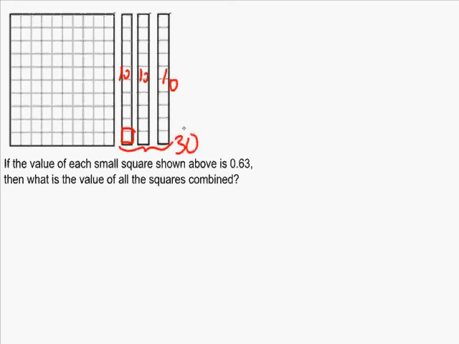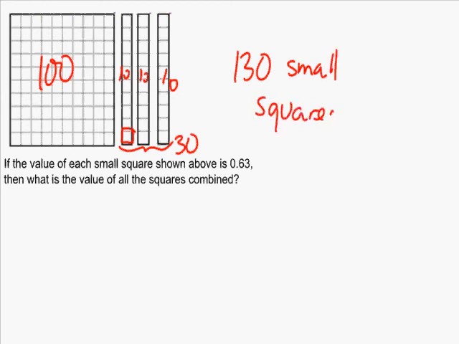squares right there. And I know that in this flat that's going to be 100 because there are 10 squares that way and 10 squares that way, and I know that there are going to be 100 altogether. So that's 100 squares there. So that means that there are 130 squares altogether. So I'm going to write 130 small squares.